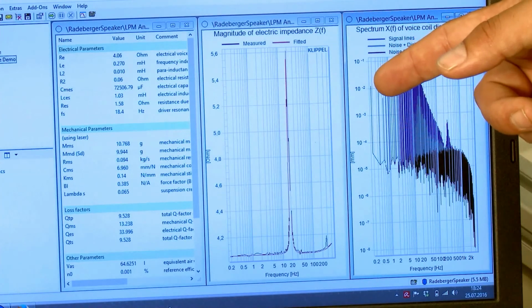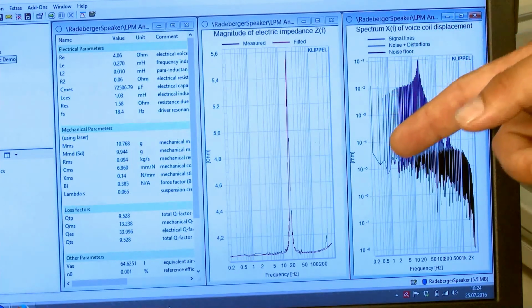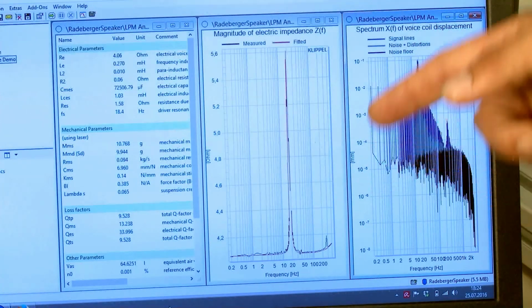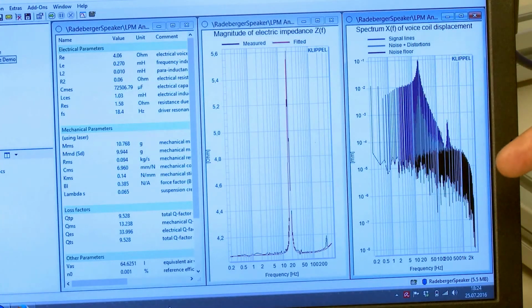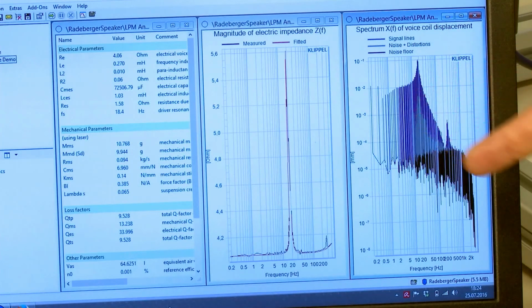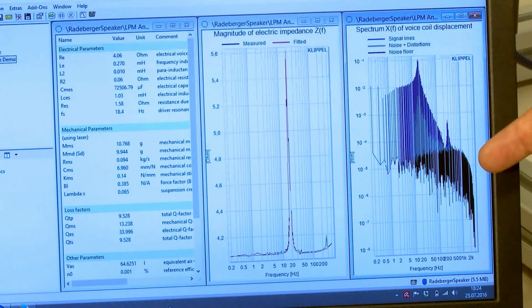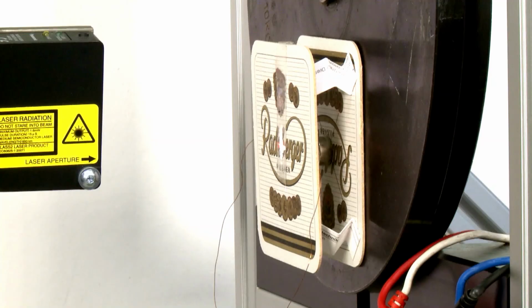In this picture, we see the magnitude of the electric impedance, and we see at which frequency this impedance has a peak. And again, we can compare the signal-to-noise ratio using this picture. We see the measurement signal and at the same time the noise floor. The most important step after the measurement is the perceptual evaluation. And we will now hear a music signal to evaluate this loudspeaker.